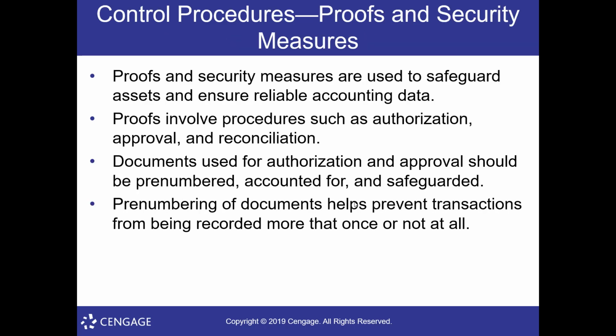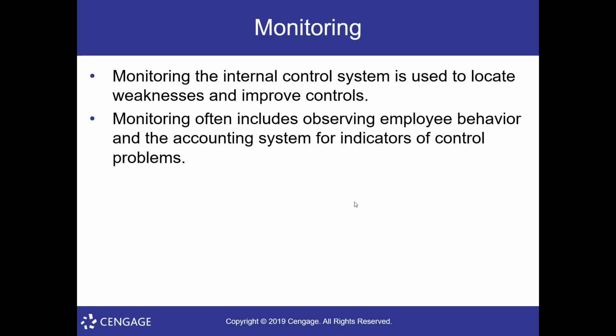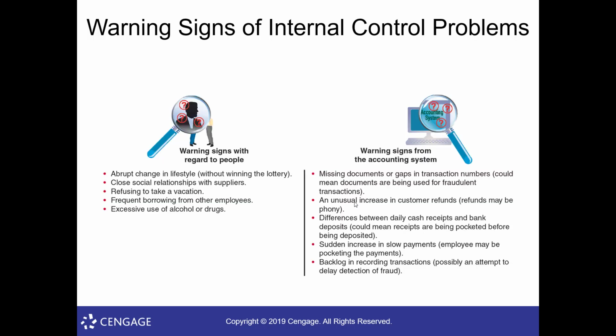Proofs and security measures are used to safeguard. Proofs involve procedures such as authorization, approval, and reconciliation. Documents used for authorization and approval should be pre-numbered, accounted for, and safeguarded. Pre-numbering documents, like a voucher, helps prevent transactions from being recorded more than once or not at all. Monitoring the internal control system is used to locate weaknesses and improve controls. Monitoring often occurs in observing employee behavior and the accounting system for indicators of internal problems.